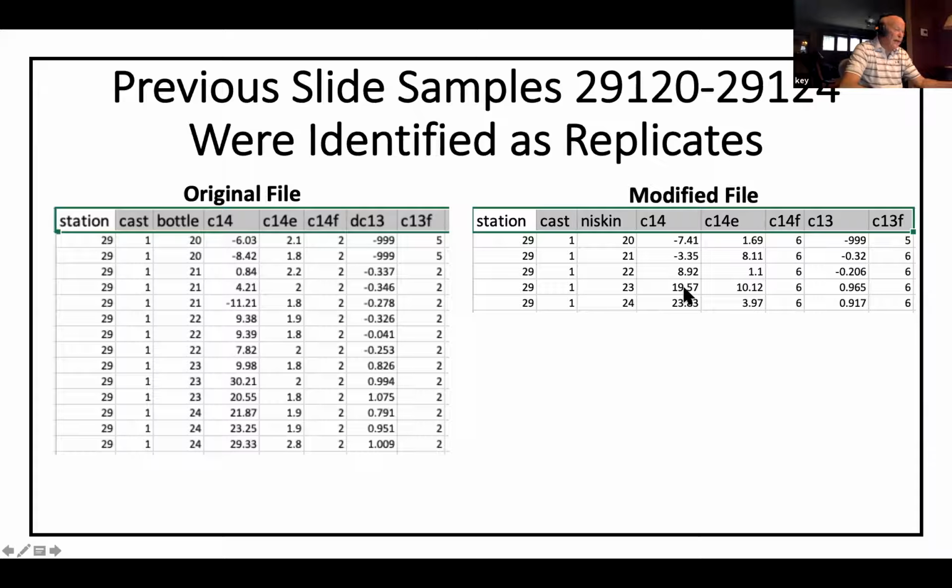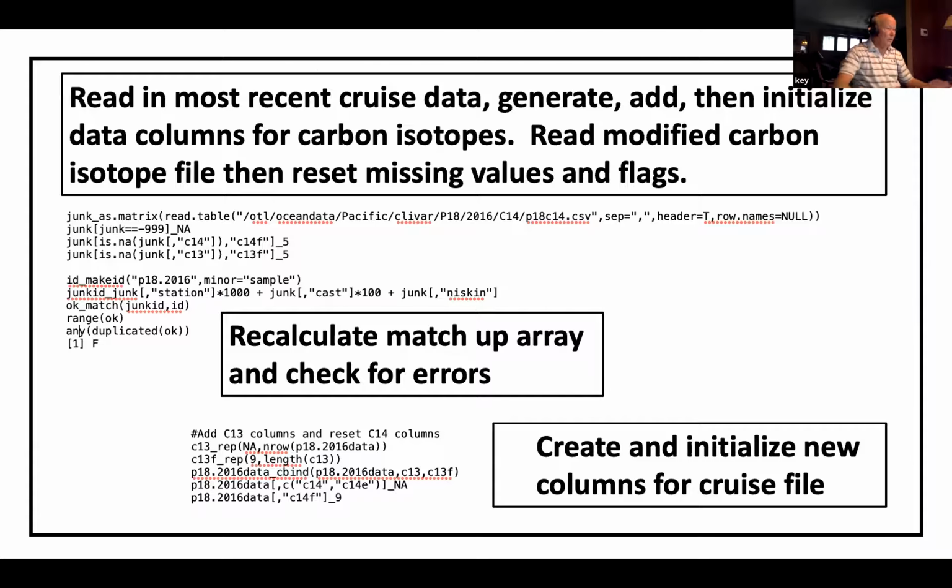Rather than do that, I like to merge it myself. I find it's much quicker also. Well, all the errors are on me then if any are made. So that's what this code does. Basically, I read the cruise file in, then I read in that modified data file for the C13 C14. You typically have to generate a new column of values because the C13 and C14 won't exist in the data file beforehand.